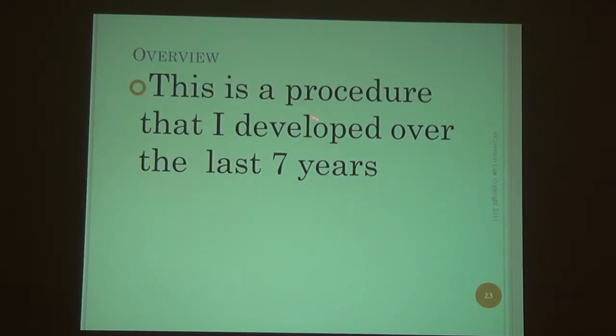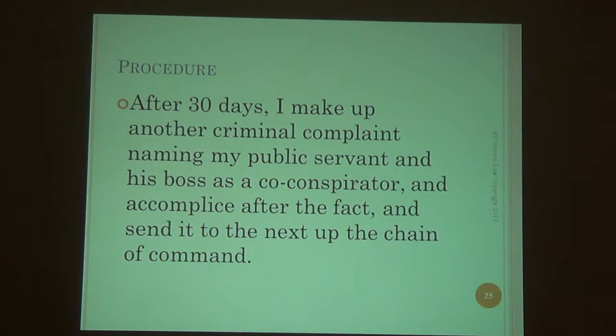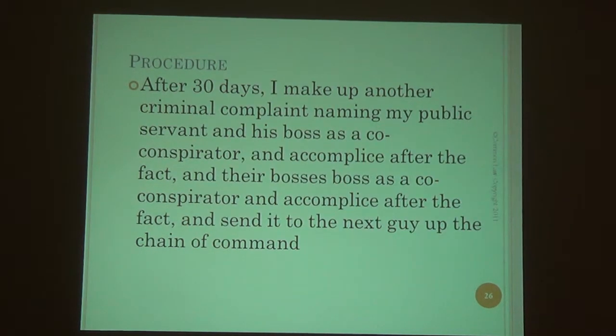This is a procedure I developed over the last 7 years. I send a registered letter to my public servant. When my public servant violates my rights, I file a criminal complaint against him and send it to his boss. After 30 days, I make up another criminal complaint naming my public servant and his boss as a co-conspirator and accomplice after the fact, and send it to the next guy up the chain of command with a notice and demand saying, you know, I demand that you take care of these criminals.